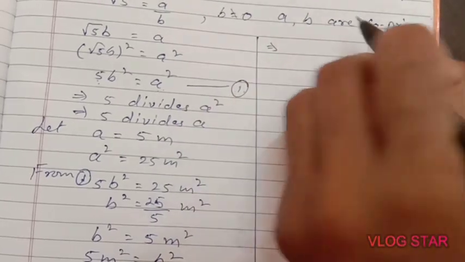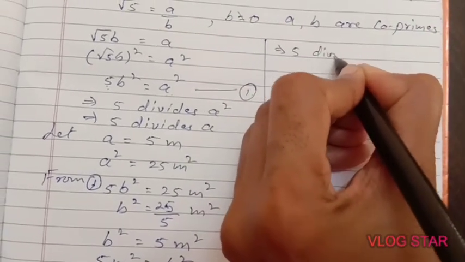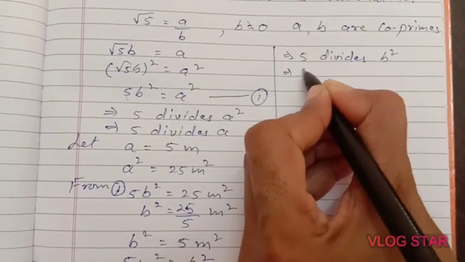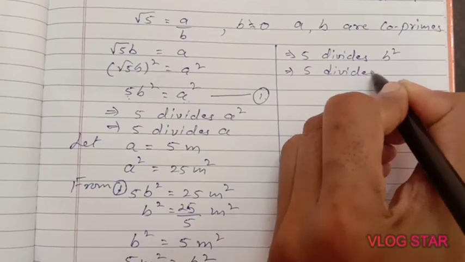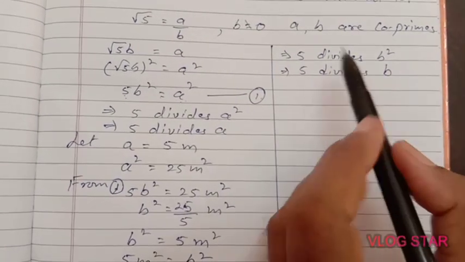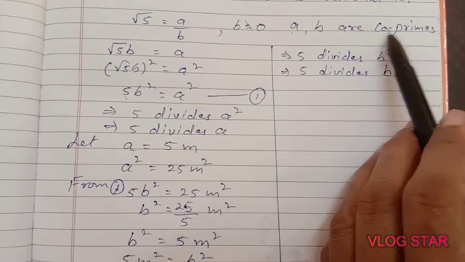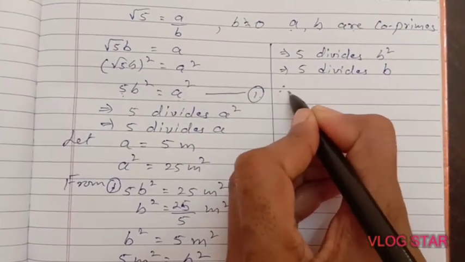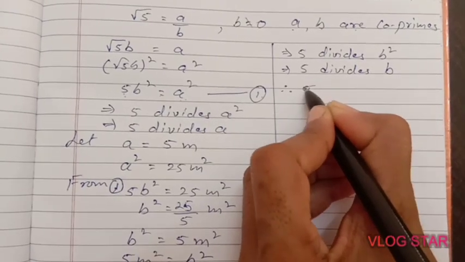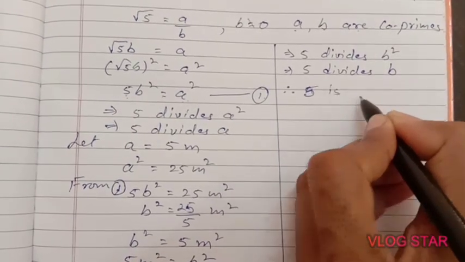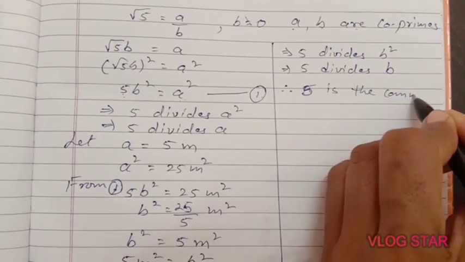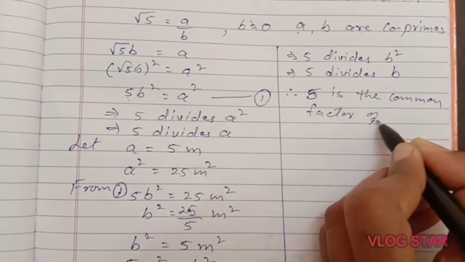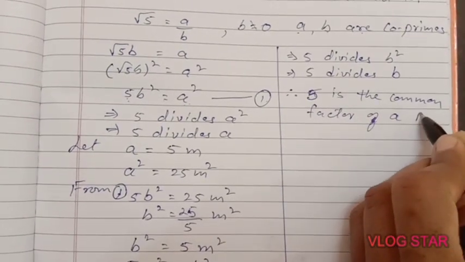It implies 5 divides b square, which gives 5 divides b. But we had assumed that a and b are co-primes, so this is not possible, which gives, therefore, 5 is the common factor of a and b.